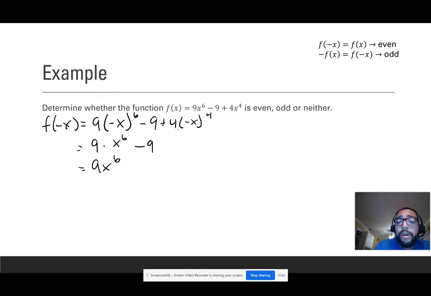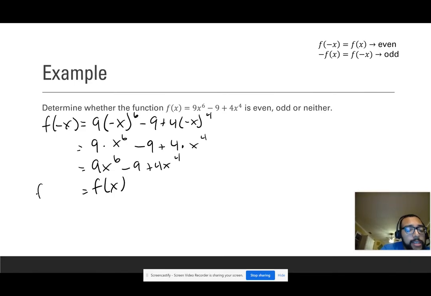So that's negative 9. Oh, hey, again, 4 times, what is this here? Negative x to the fourth is now just going to be x to the fourth. Again, you'll have a bunch of negatives multiplied to be positives. So we know that to be just 4x to the fourth. And hey, look at this. This looks really familiar, right? Looks like this is the same thing as the function we started with. So that means f of negative x equals f of x, which means we get ourselves an even function.